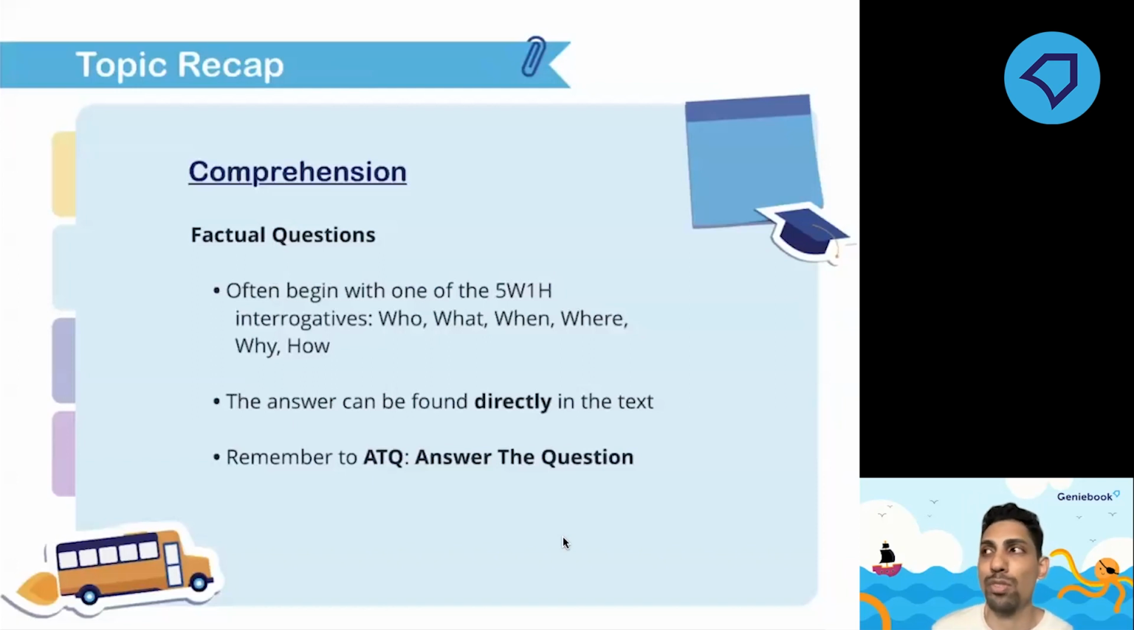So which is usually used for which word has the same meaning, which two-word phrase, and so on. Okay? The easy thing about factual questions is that the answer is directly in the text. No need to infer, no need to do any complicated thinking, it's just there. And I want you to always remember to ATQ, answer the question. What the question asks for, you give it directly. Don't beat about the bush, don't give extra details. Just answer the question. Okay?